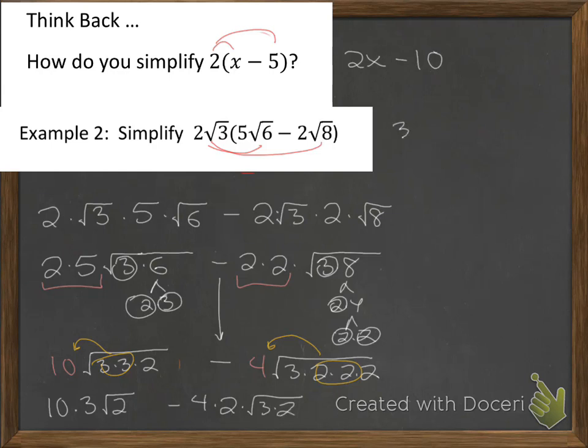10 times 3 is 30. So I have 30 square roots of 2 minus 8 times the square root of 6. And that is my final answer.